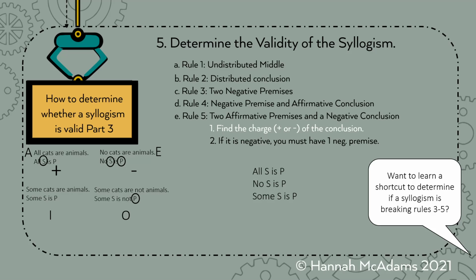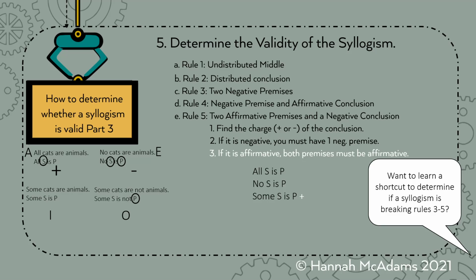All right, now let's do another one. All S is P, no S is P, some S is P. Positive. So the conclusion is positive. Okay. If it is affirmative... Why did you skip Rule 2? I don't know. Well, because we talked about that last time. If the conclusion is affirmative, then both premises must be affirmative. Well, all S is P is affirmative, but no S is P is negative, because of that word no.